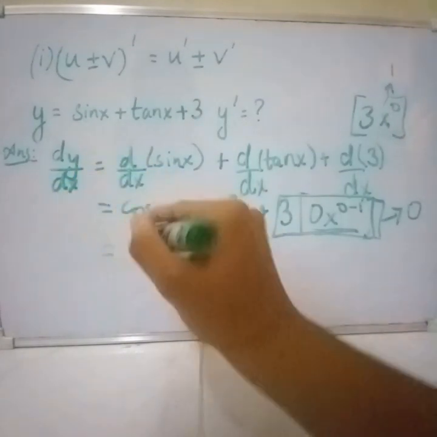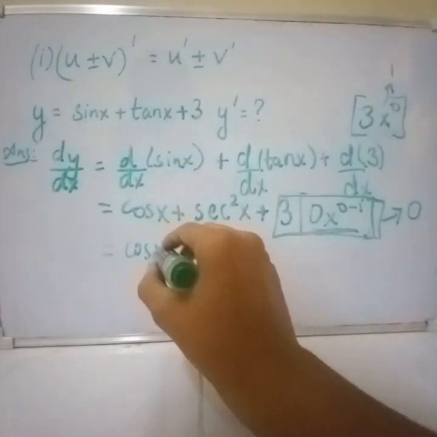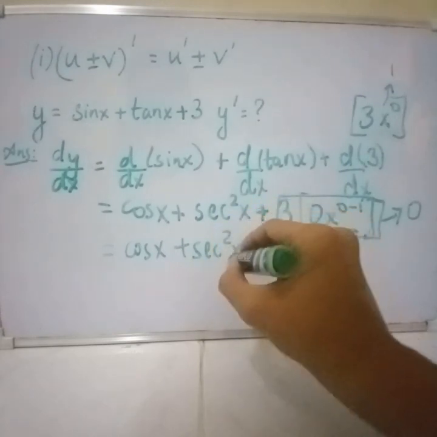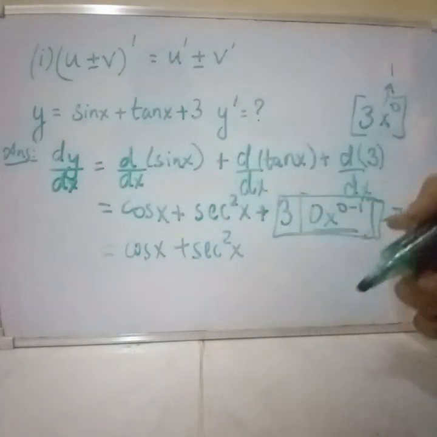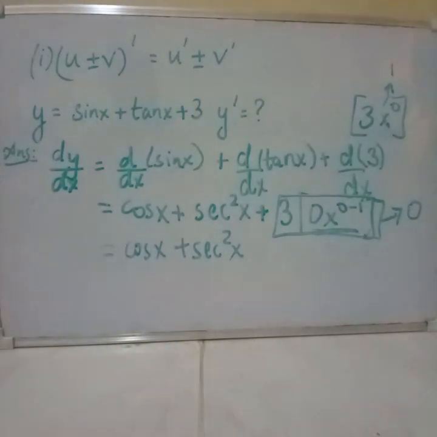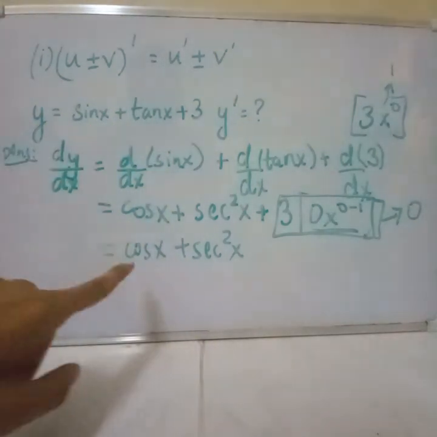So if you check the derivative, it will be just cos x plus sec squared x only, because this is a constant and we got the derivative of 0 here. So only this will be left out. So the derivative of this function is this one.